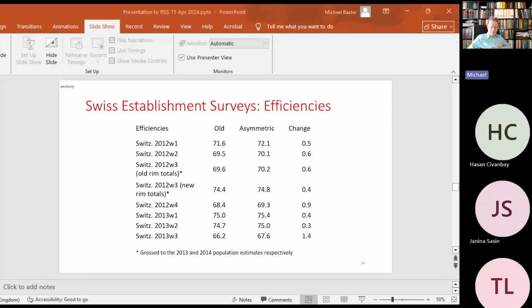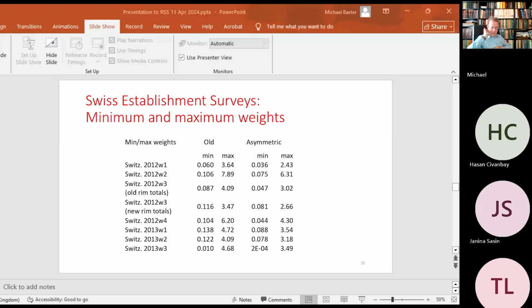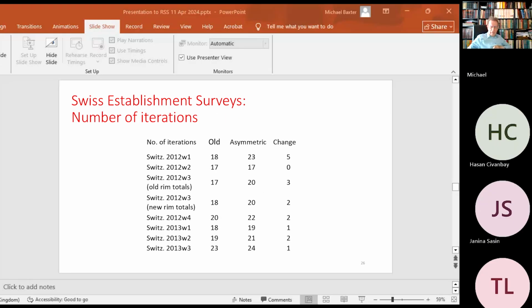And here we see the effect on the weights. And you can see that the minimum weights have all decreased, and so have the maximum weights. And in Switzerland, actually, we didn't use weight capping, but if we had used weight capping, it would have significantly reduced the number of weights that needed to be capped. And you can see it does require more iterations usually, but not a vast number.